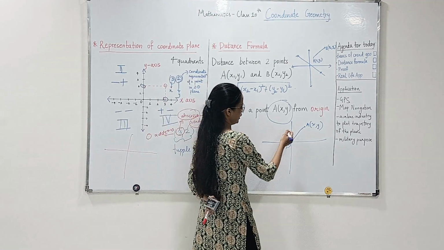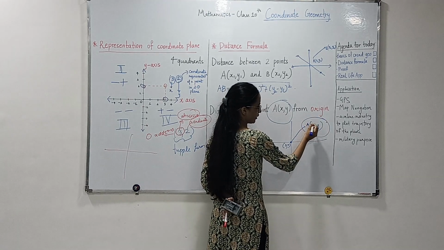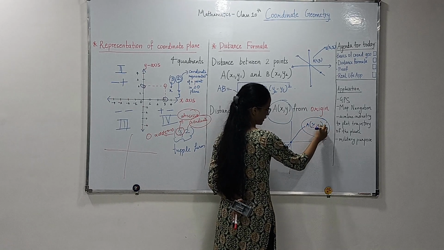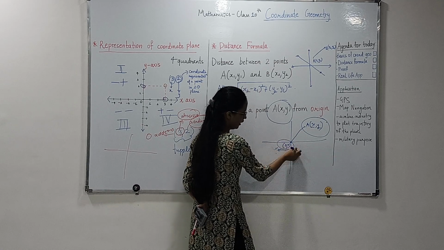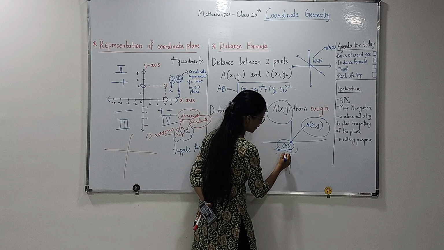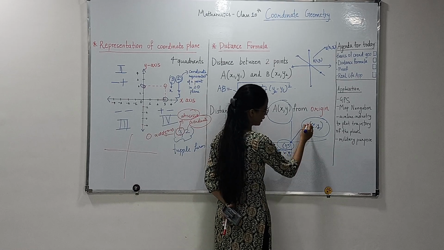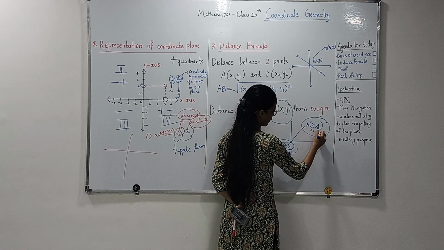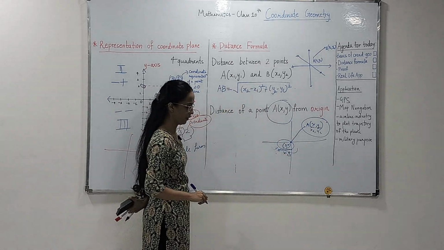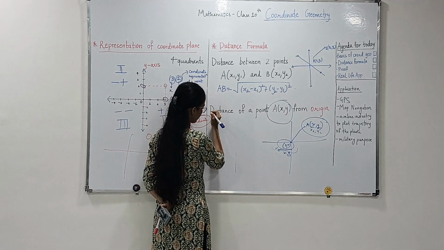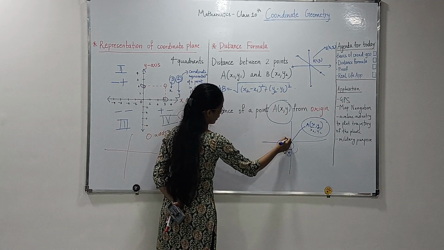So here, you know that the coordinates of A are x and y, whereas the coordinates of the origin are 0 comma 0. So here 0 comma 0 is your x1 and y1, and your x2 and y2 are x comma y. If I try to substitute this in the formula, let's say the origin is nothing but O.